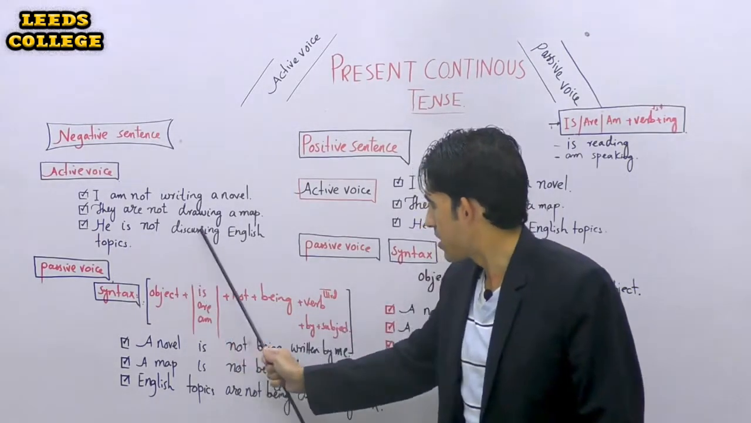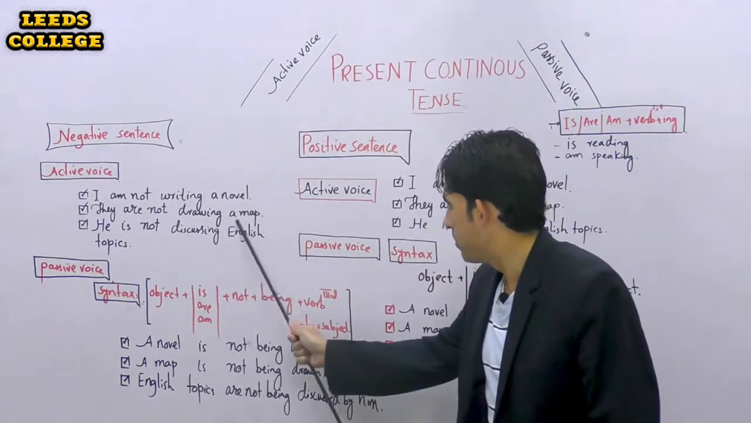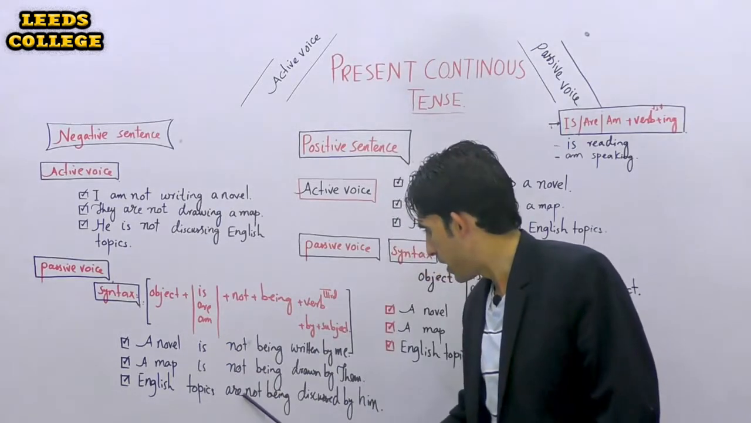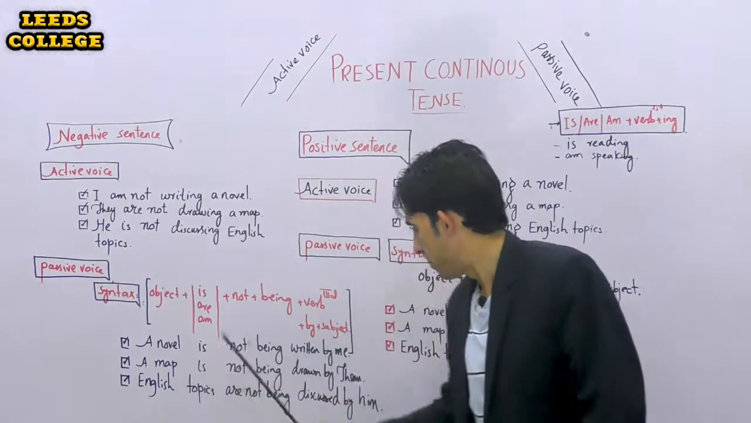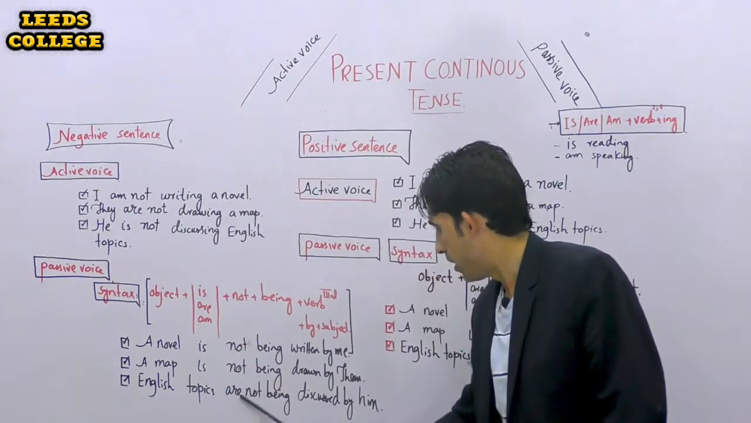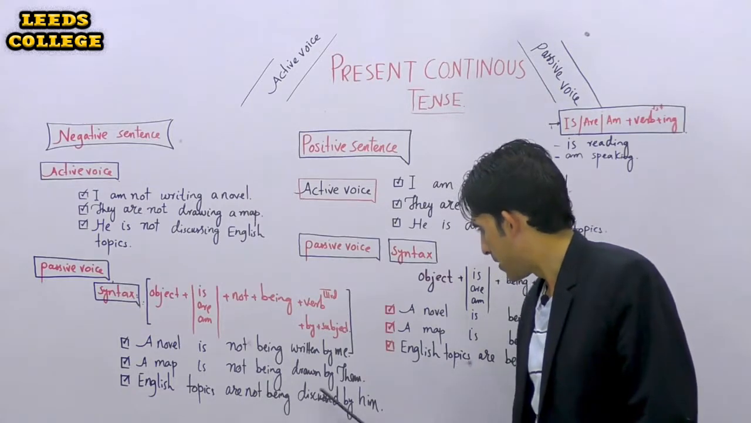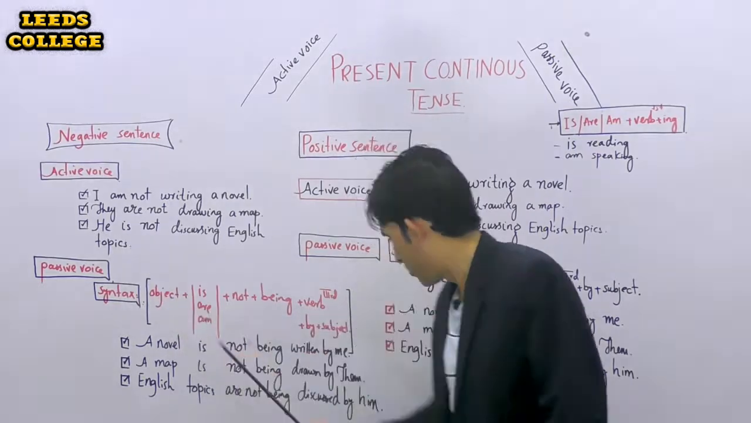He is not discussing English topics. Now this case is very important as we have the plural object English topics. Accordingly, in passive voice we take the plural auxiliary. English topics, plural, we take the auxiliary are from the given list, followed by not, being discussed by him. The subjective case right here changes into its objective case.